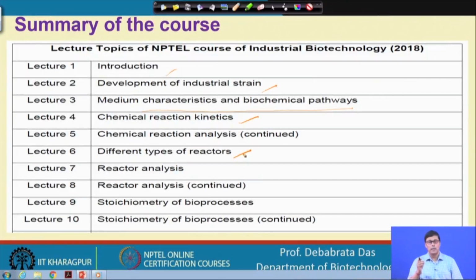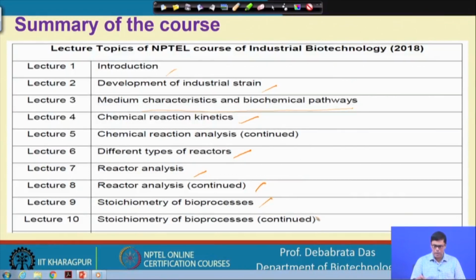Reactor analysis is very much required for designing the reactor. Designing means, for getting a desired amount of product, you have to determine what the size of the reactor will be. Then we did the reactor analysis. What are the different reactors? We told you mostly we have 2 types of reactors: one is batch and the other is the continuous process. In continuous process we have the CSTR, continuous stirred tank reactor, and the plug flow reactor, which we tried to explain here.